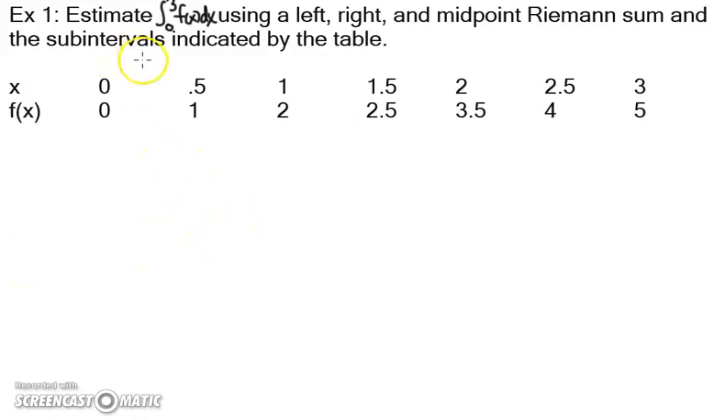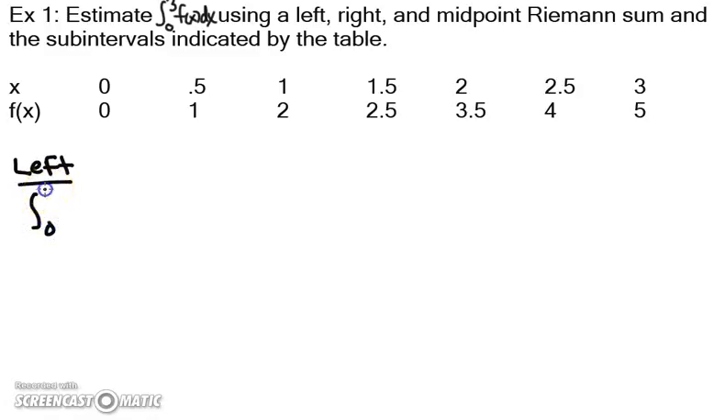So let's look at an example. We want to estimate the integral from 0 to 3 of f of x with respect to x using a left, right, and midpoint Riemann sum and the sub intervals indicated by the table. You will almost exclusively be given a table when you're asked to find Riemann sums on the AP exam. So let's start with a left Riemann sum. We'll do the left one in black.